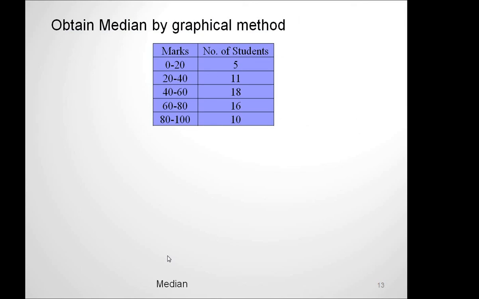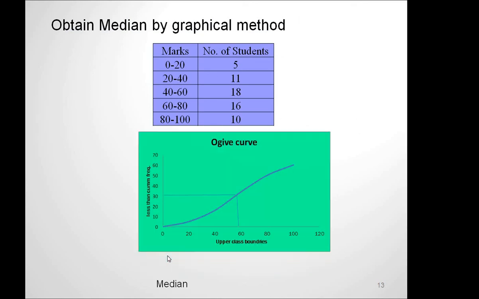Let us see an example. I have drawn the less than cumulative frequency curve by taking upper class boundaries on the x-axis and less than cumulative frequencies on the y-axis. In this example, n by 2 is 30. So from 30, I have drawn a line parallel to the x-axis, and from this point of intersection, I have drawn a perpendicular on the x-axis. This foot value is nothing but the median.